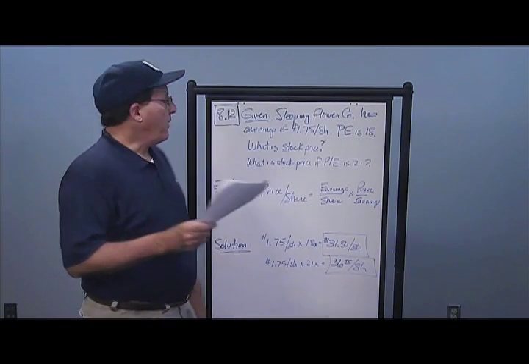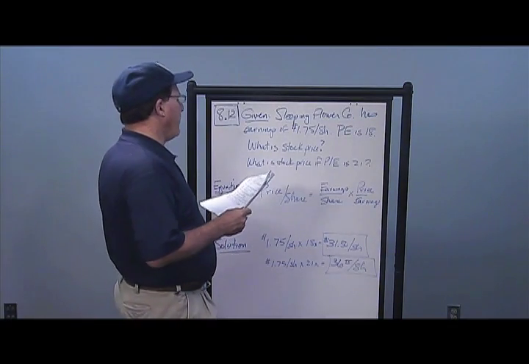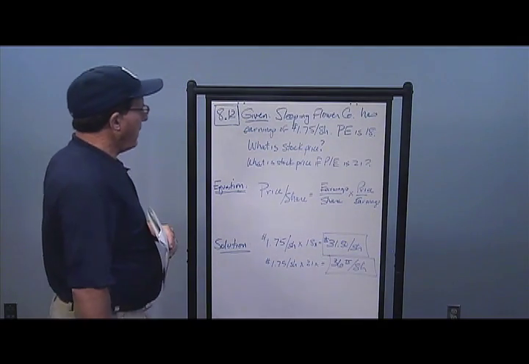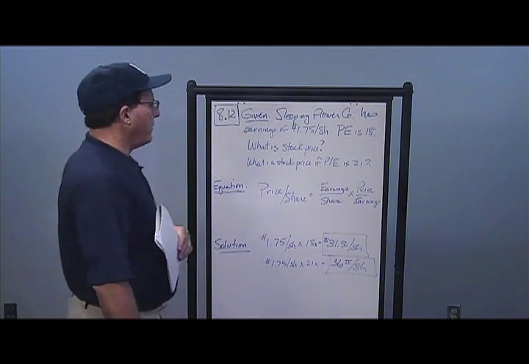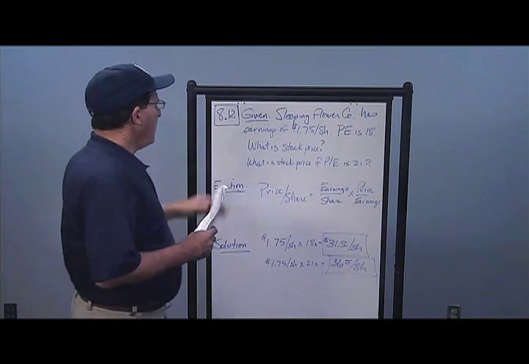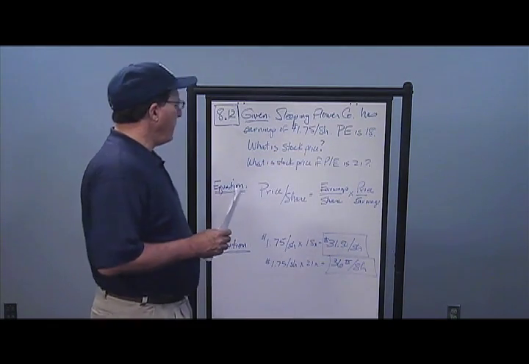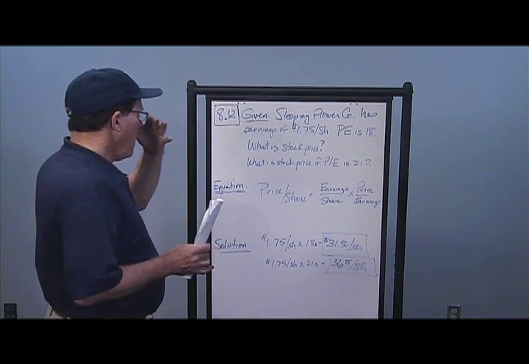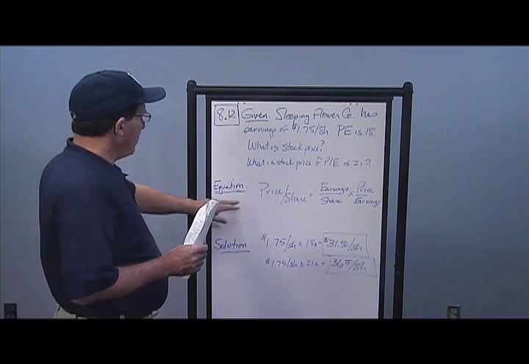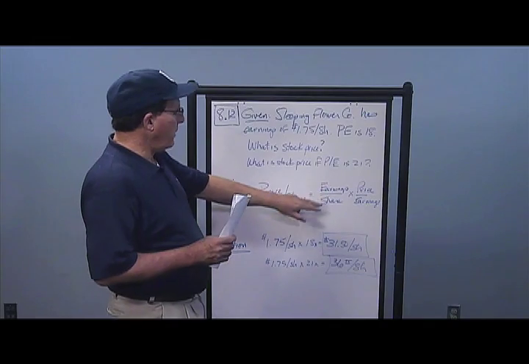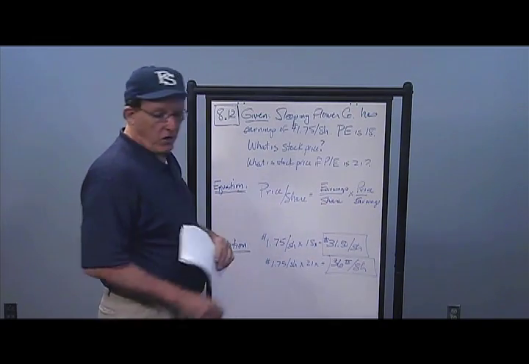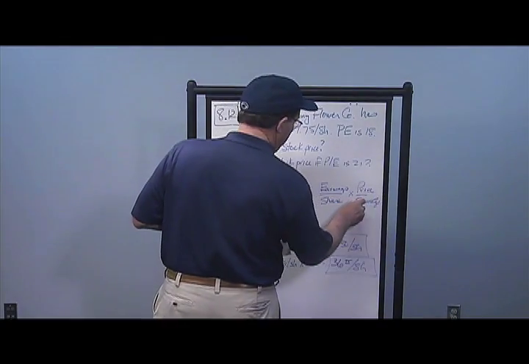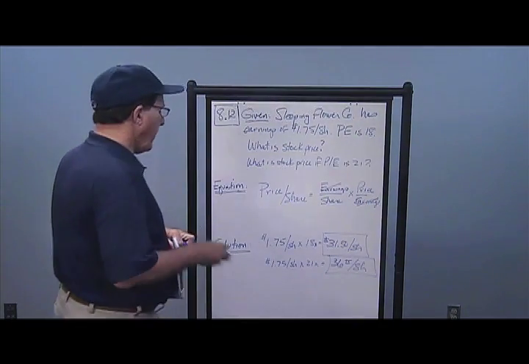In problem number 12, we have Sleeping Flower Company, which has earnings per share of $1.75 a share, and their price to earnings ratio is 18 times. What's their stock price? What would the stock price be if their PE ratio was 21 times earnings? So the equation is price per share is equal to earnings per share times price earnings ratio. And certainly I can cancel these out and get price per share.